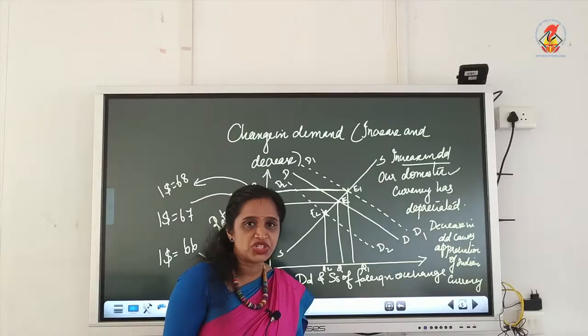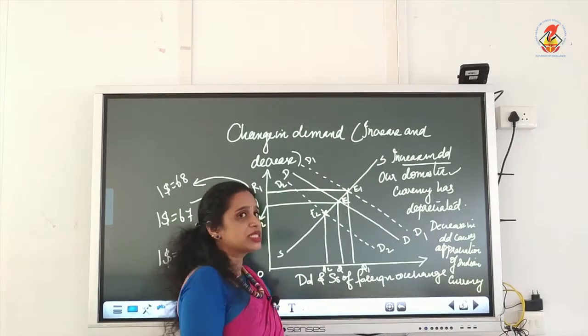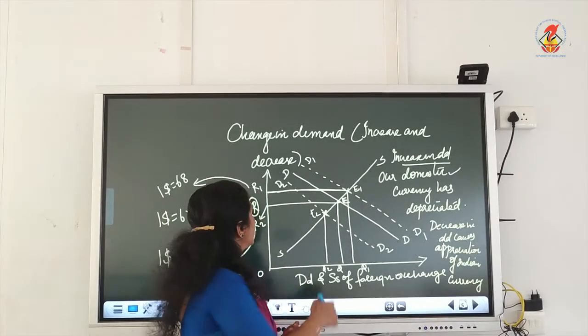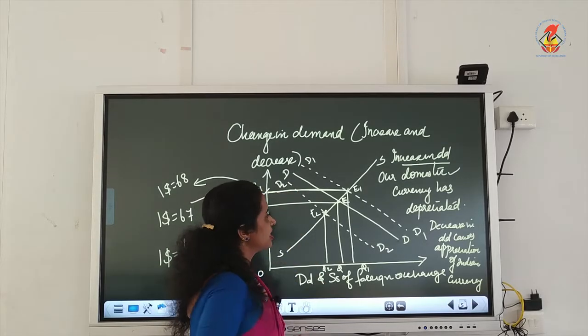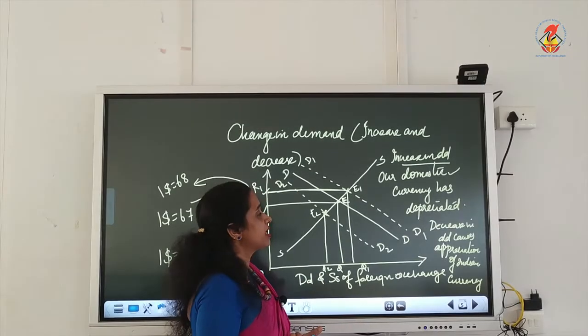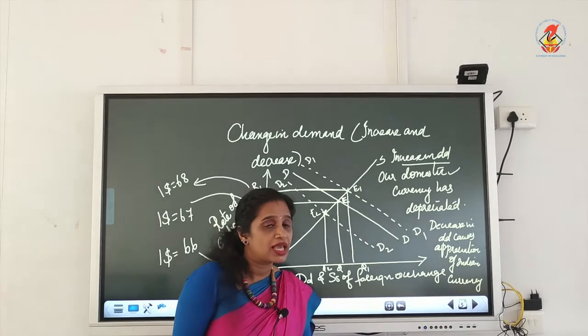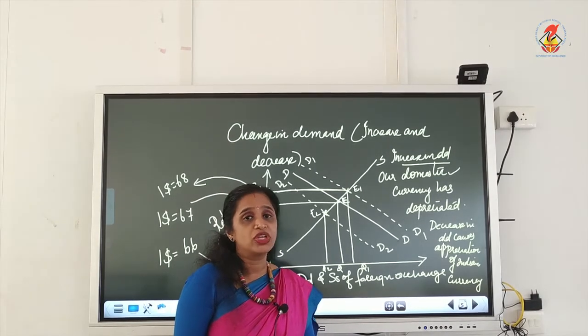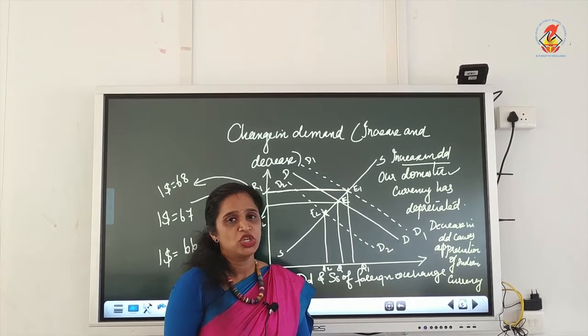So this is the conclusion. An increase in the demand, with the rightward shift of the demand curve, has increased the rate of exchange. So what happens when the increase in the demand has happened? Our domestic currency has depreciated. We have to give more money to get something from USA.